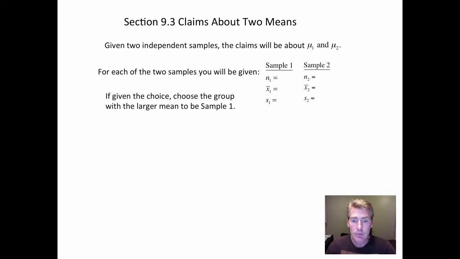So you're going to be given sample information for group number 1 and group number 2. So you will need the sample size, mean, and standard deviation. If you're ever given a choice, then you should choose group 1 to be the one with the larger mean. If you're not given a choice, it's not that big a deal, but if you have a choice, then choose group 1 to be the larger mean.